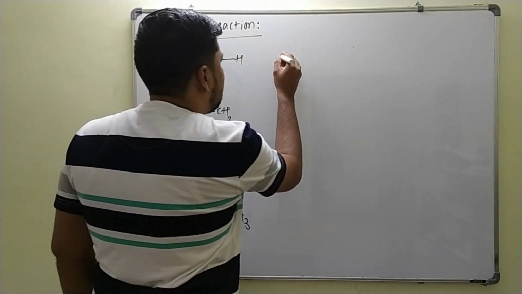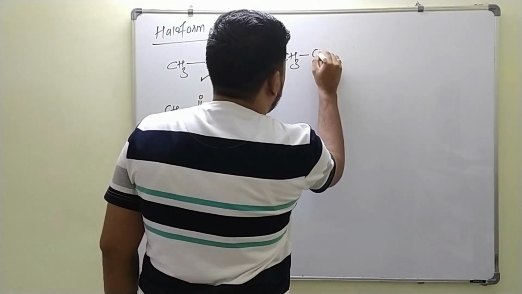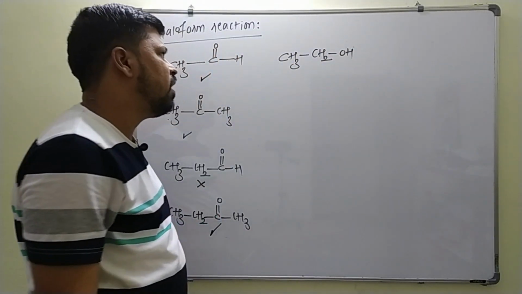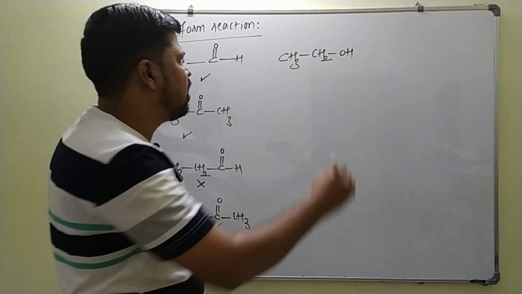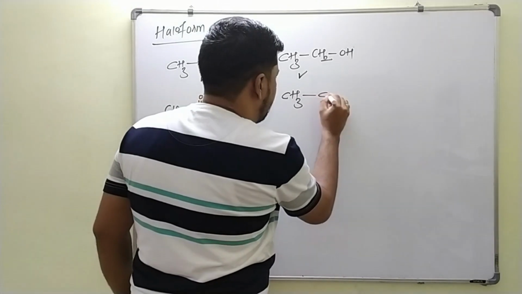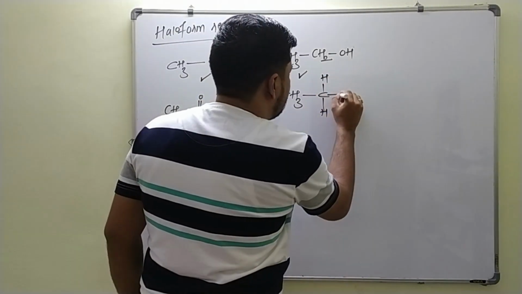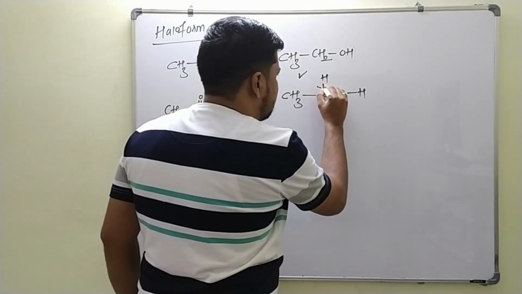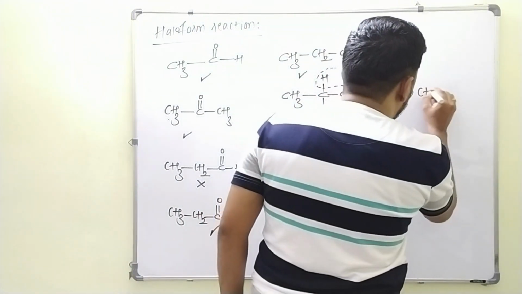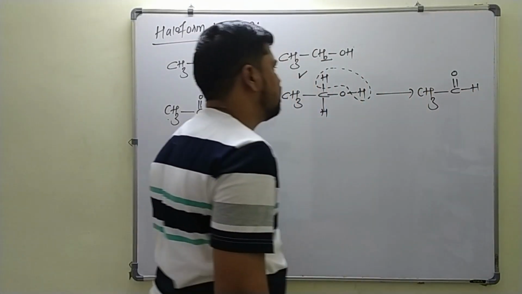Next one, if I take CH3 CH2 OH, whether it will undergo haloform reaction or not? Yes, it will undergo haloform reaction because it is in the form of CH3 CHOH. This is H, this is H and this is OH here. Upon dehydrogenation it will be converted to CH3 C double bond O and H here.